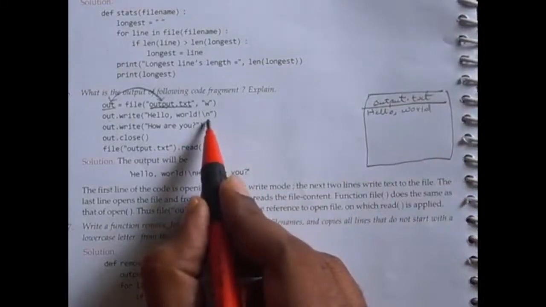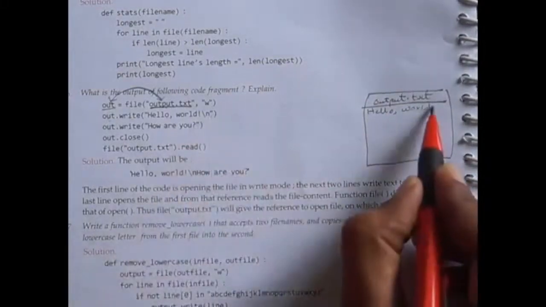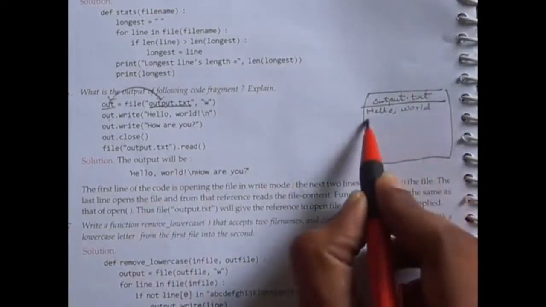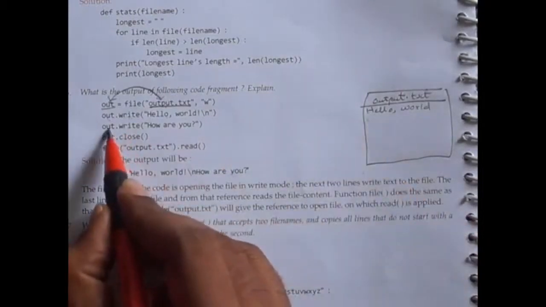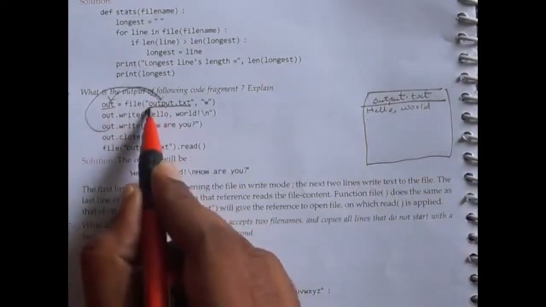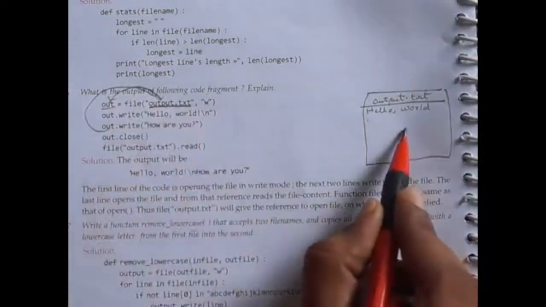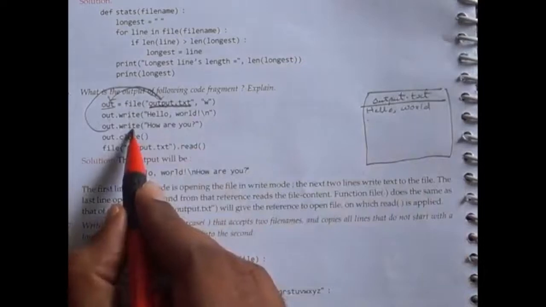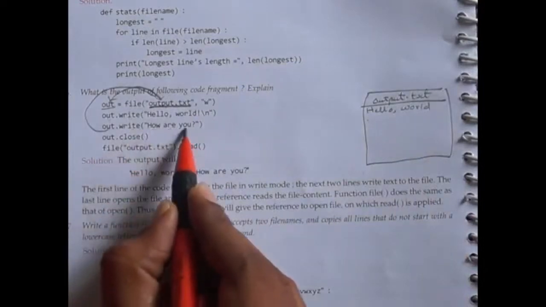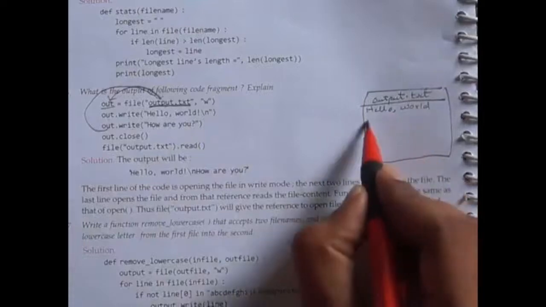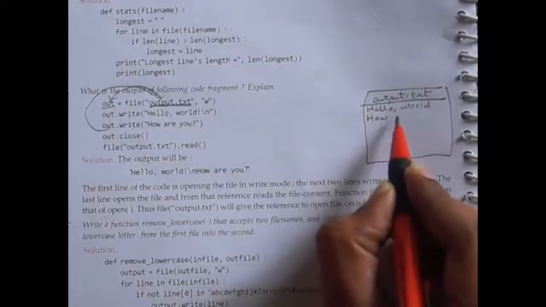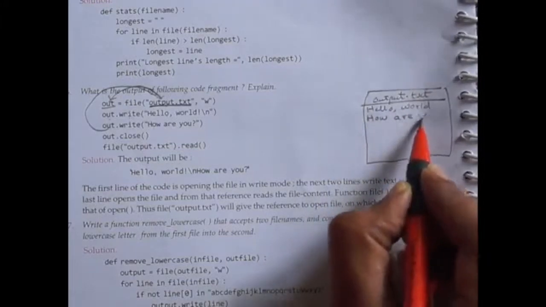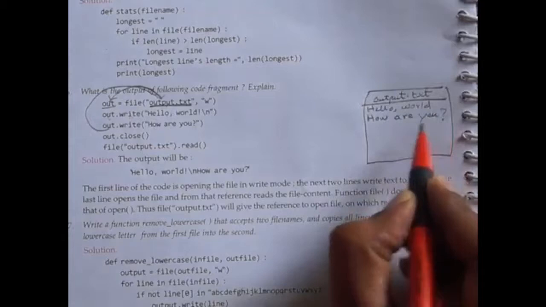Now what is this? It is called next line, such that the file pointer will be moved towards the next line, and here the file pointer is getting ready. Okay, fine. Next, out means what? Again the same, output.txt. So in output.txt, we are going to write something. What? How are you? Question mark. So the file pointer is ready here, and from here, how are you? Question mark.